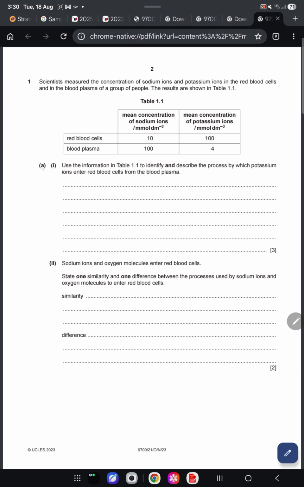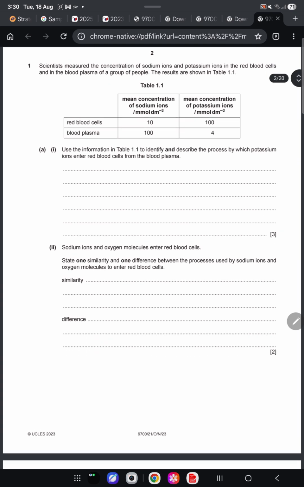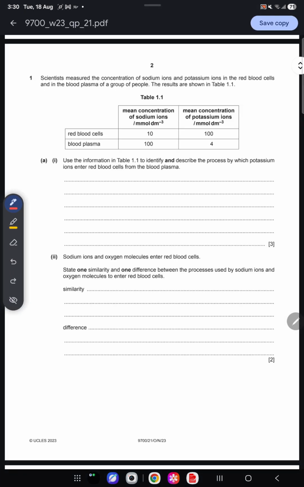The question is asking, part A, Roman number 1: use the information in table 1.1 to identify and describe the process by which potassium ions enter red blood cells from the blood plasma. So I'm going to consider this section here where I have potassium ions. I can see red blood cells have a higher concentration of potassium ions and blood plasma has a lower concentration. So the question has two things in one: identifying and describing the process.